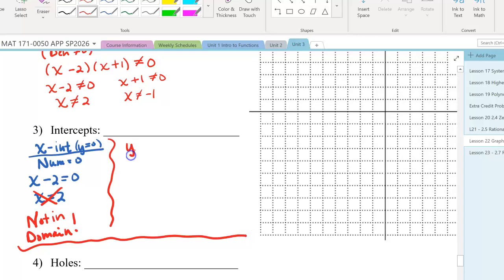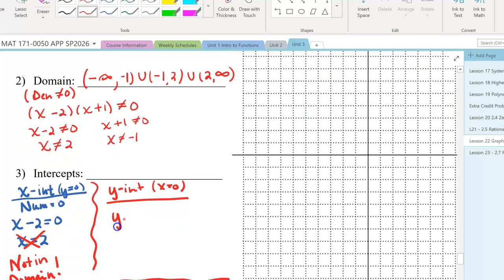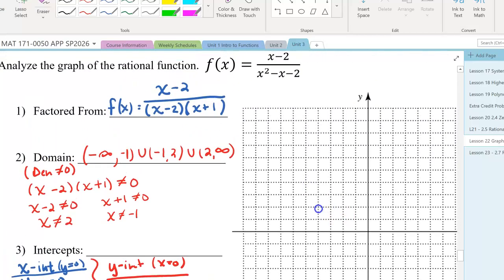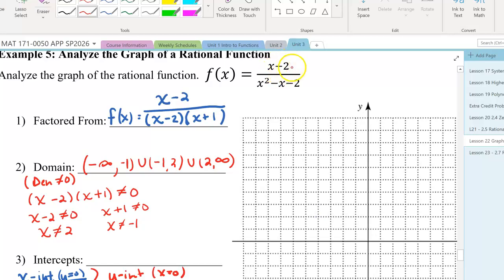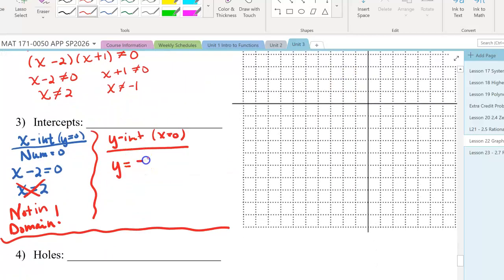To find the y-intercept, you're going to let x equal 0. And again, I like to do that in the unfactored form because anything with an x in it is going to go away. So I just have negative 2 over negative 2 because all these would be 0. So y is equal to negative 2 over negative 2, or 1. So I do have one intercept, and that would be at 0, 1.